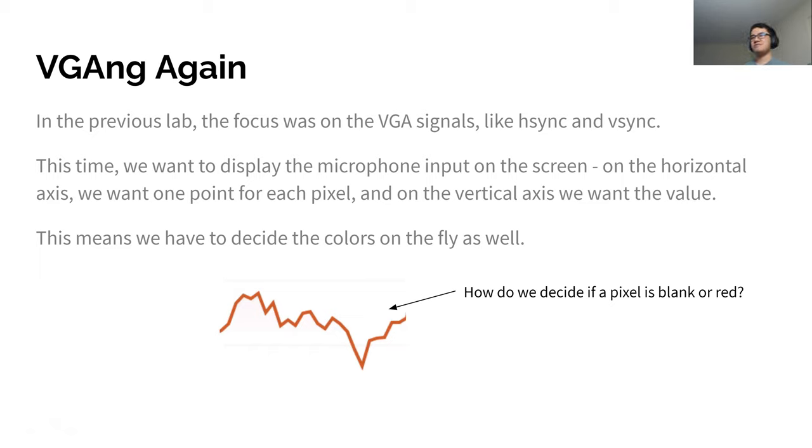So in FPGA Flappy Bird, with the VGA signals, we were more concerned with how you did H-sync and V-sync. And remember, we kind of said, we'll give you these variables, and if these variables are high, just set it to red. If it's low, set it to blue. Well, it's a little more complicated now, because what you're going to get from your microphone and from your filter is a set of values ranging from 0 to 4,095, and you have to decide, if I'm at this current point on my display, how am I supposed to know if I'm black or red just based off this number? So you kind of have to think about it on the fly.